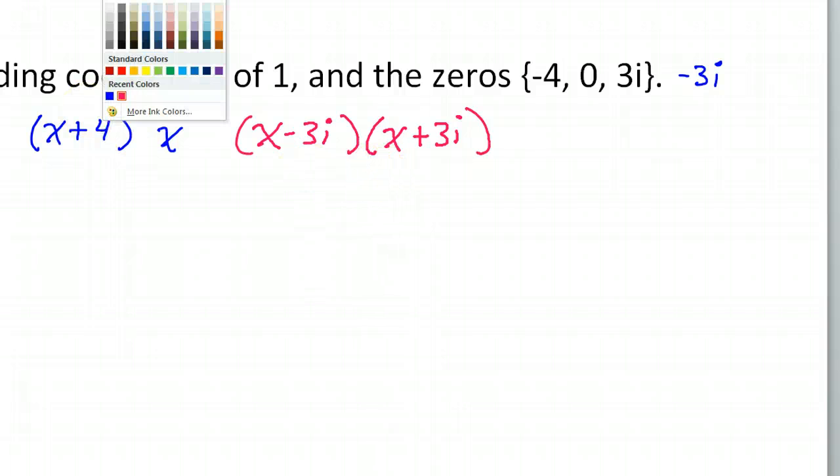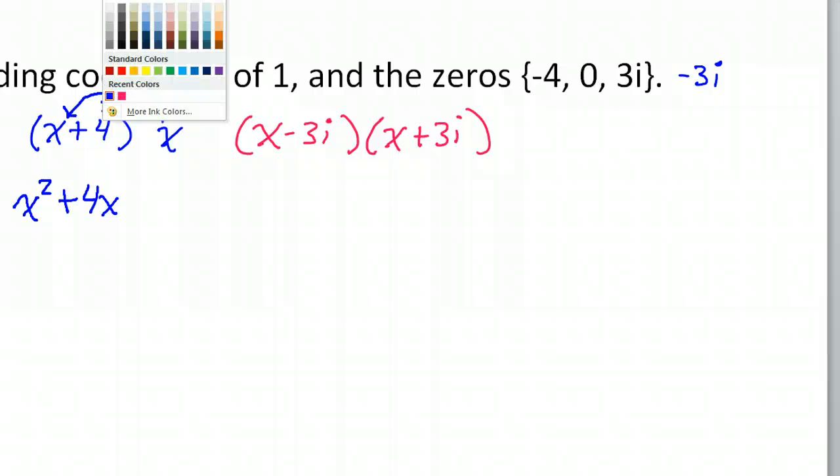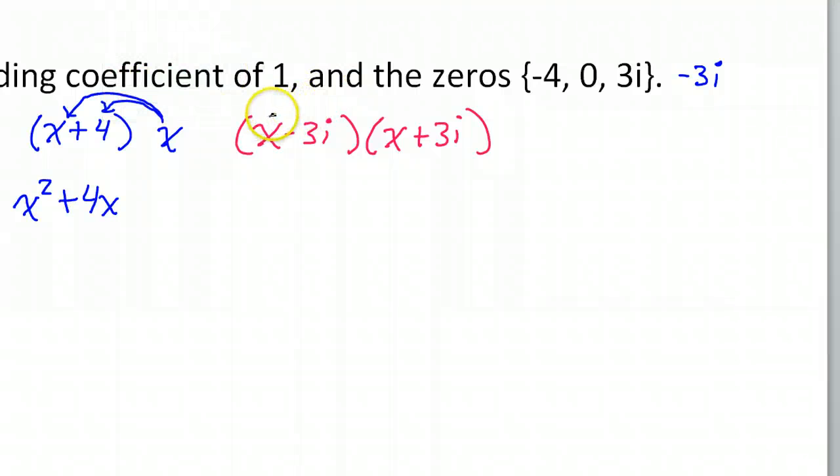So looking at the blue side of this polynomial, it would be very easy just to do the distributive property here. So that is going to just give me x squared plus 4x. Okay, that was easy enough. Now, looking at this side, it's going to take a little bit more work, but still not too bad. So we will have to do the distributive property twice.